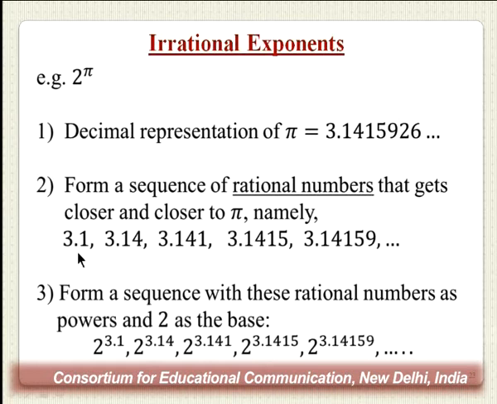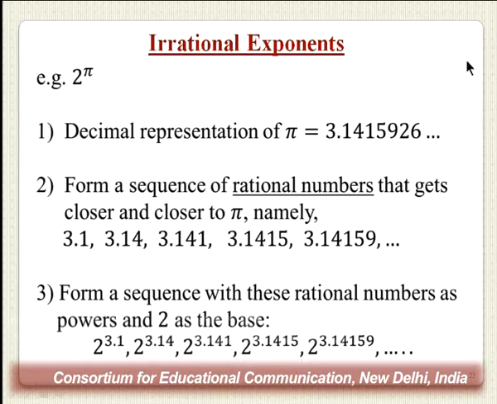So we can start with, let's say, 3.1, that's a rational number, 3.14, 3.141, 3.1415. I'm just extending things by one decimal place in each step, 3.14159, and so on. So I have this sequence of rational numbers which is getting closer and closer to pi. Because ultimately I'm interested in calculating 2 to the power pi, for each one of these numbers in the sequence, I will raise 2 to that number: 2 to the power 3.1, 2 to the power 3.14, 2 to the power 3.141, and so on.